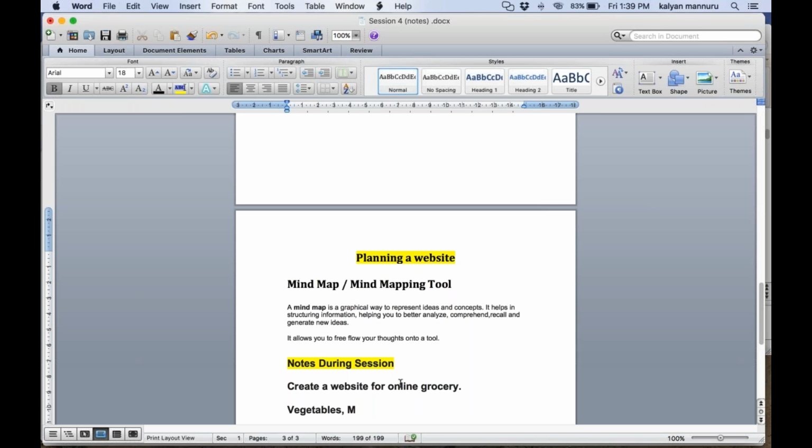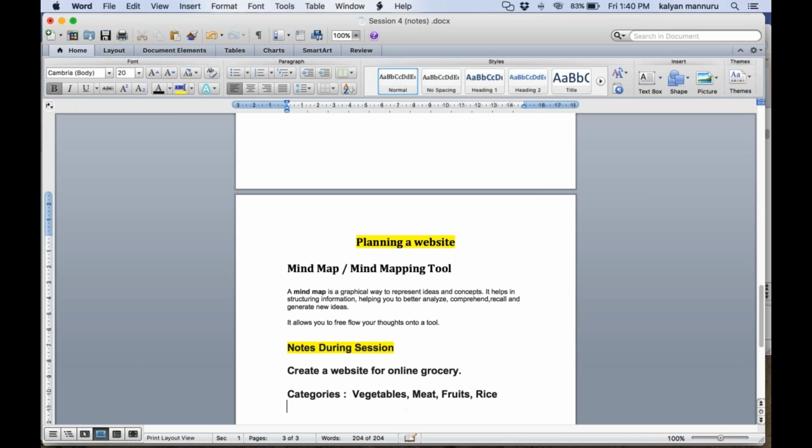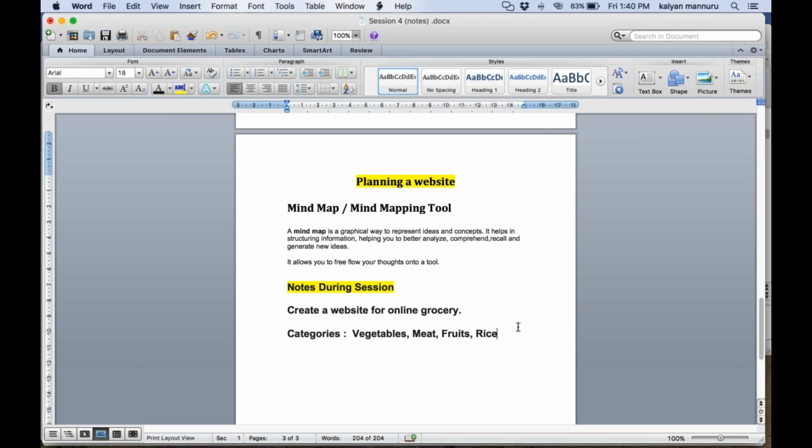I want to sell meat on my website. I want to sell fruits on my website. I also want to sell rice on my website. So these are the 4 categories, or maybe more. You can pick up more categories, but for now, I'm only using these 4 as samples to show you guys how this can be worked out.